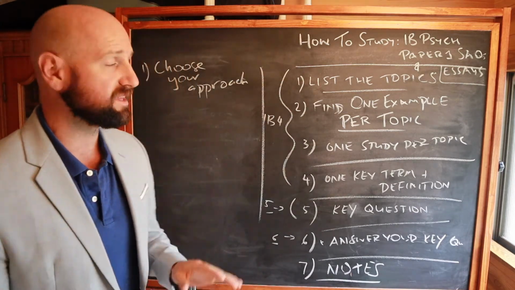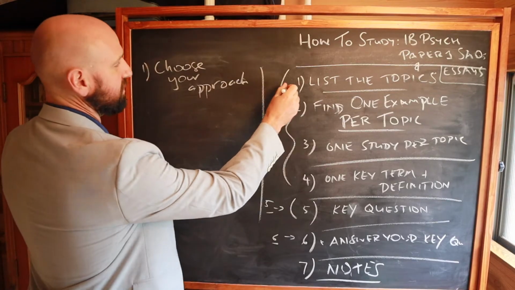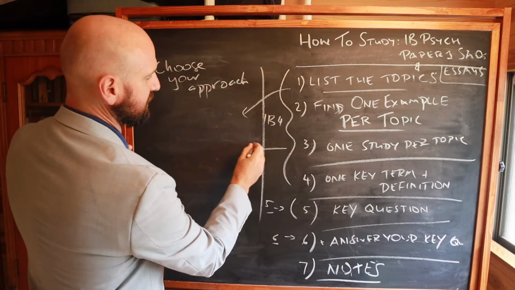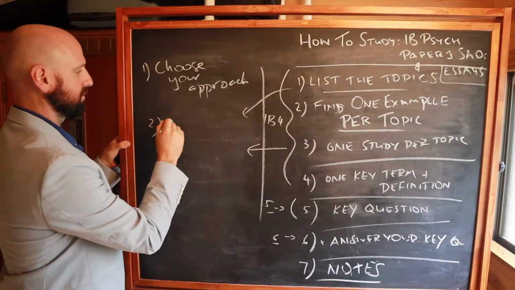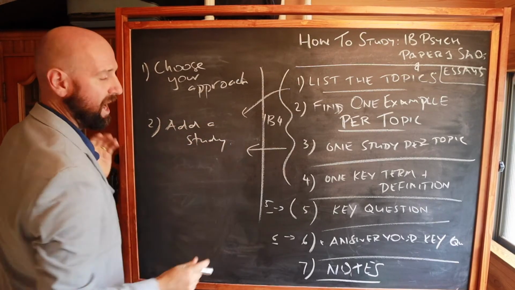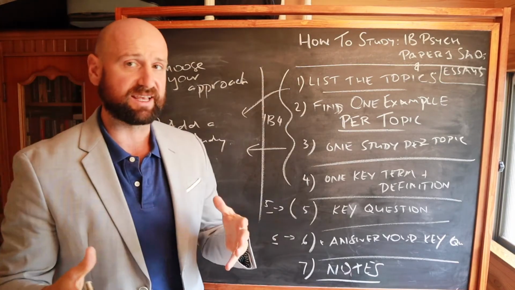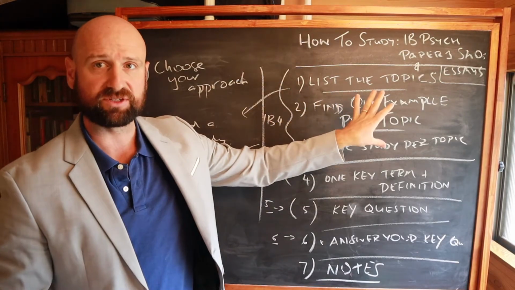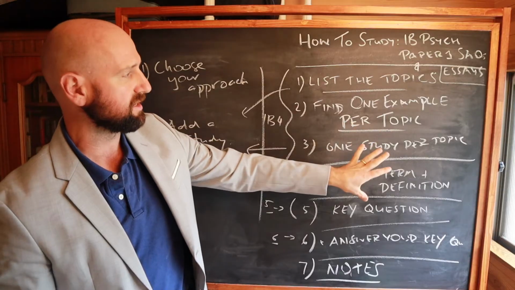The second thing, once you've got your approach, is to take your topics and your study. So the second step is to add a study. In your essay, you're still going to be writing about the relevant topic, and you're still going to have that one study per topic.